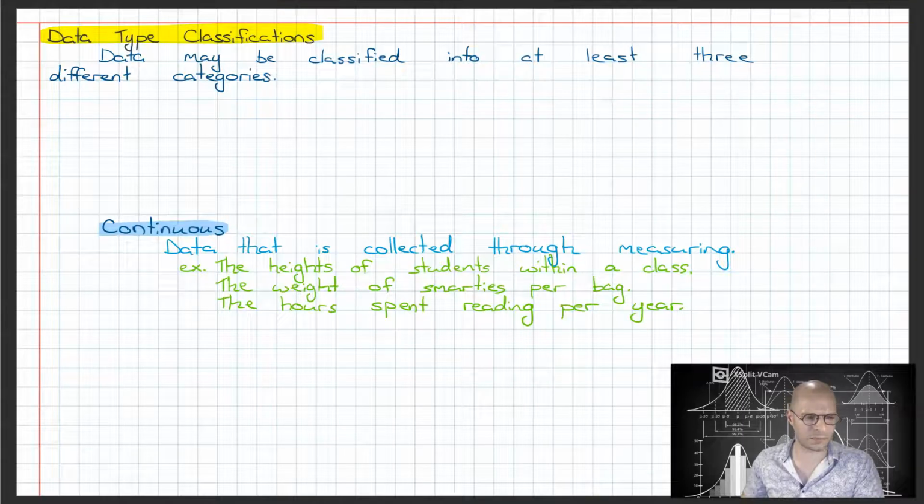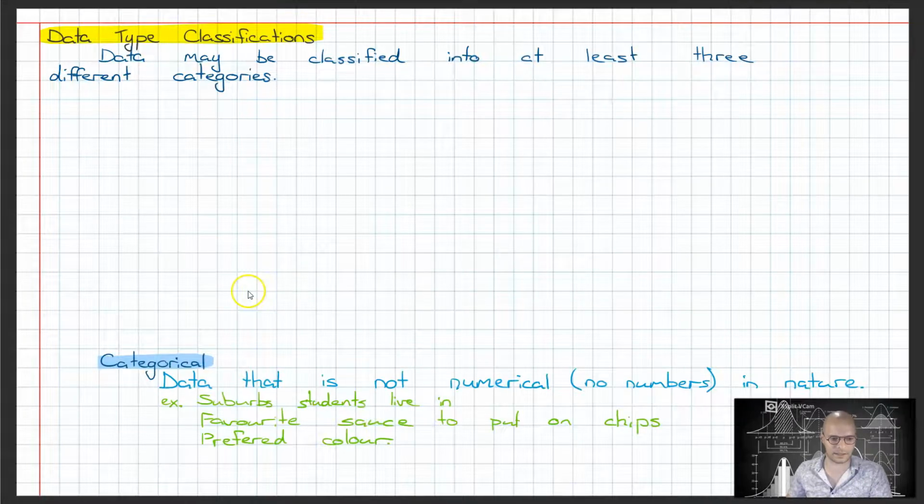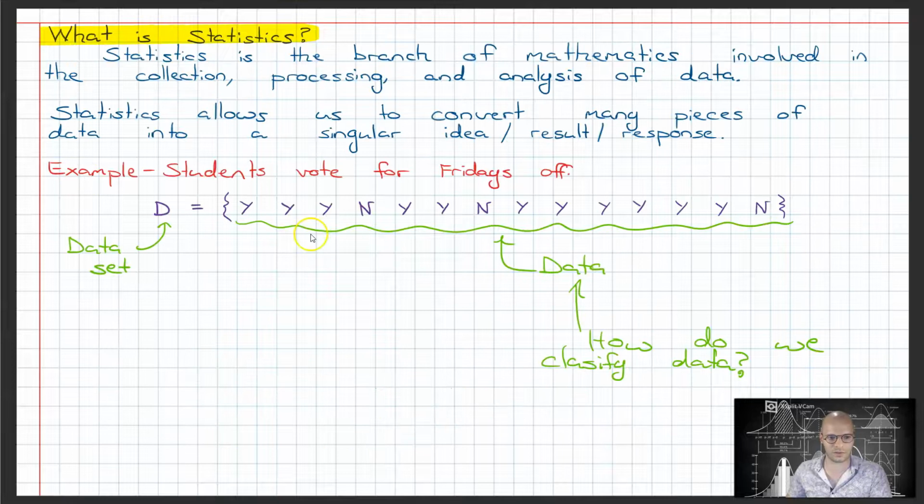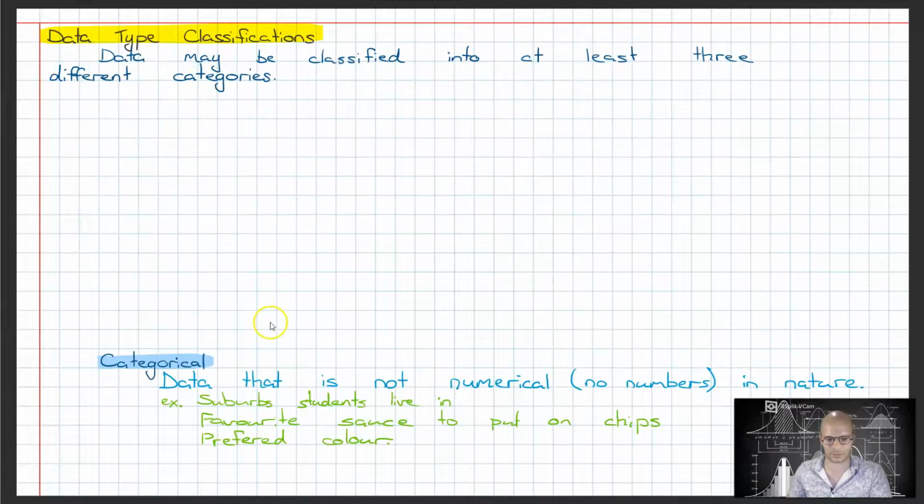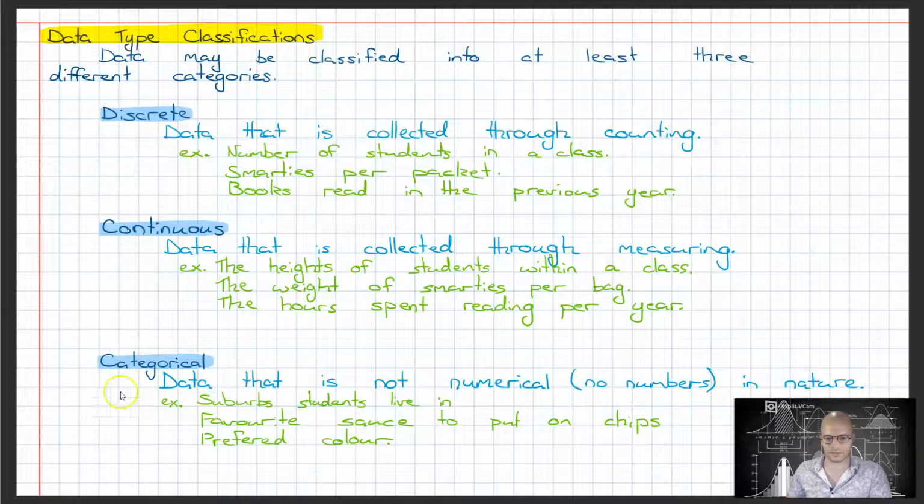Now the final type of classification that we look at in the Year 7 course is called categorical data. This is data that's not numerical, so it doesn't involve numbers. This is the same data that we saw over here, so there's no numbers, it's just yes or no responses. That's categorical. Now, other examples of this could be the suburbs students live in, favorite sauce to put on chips, or your preferred color. Now, there are many more examples of all of these classifications, but that's all we're going to go on from this point in time in this lesson.